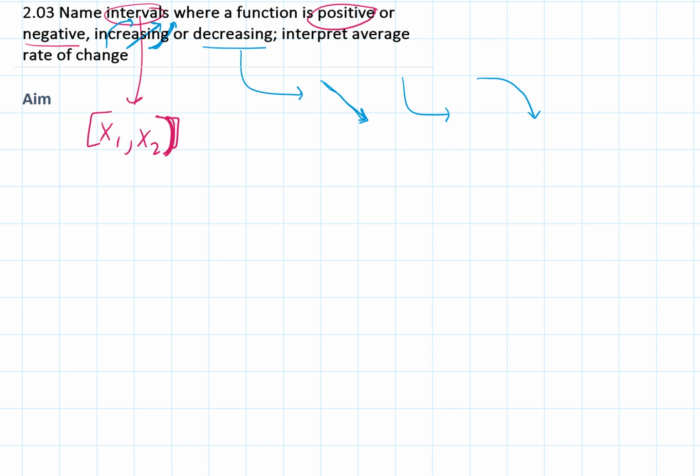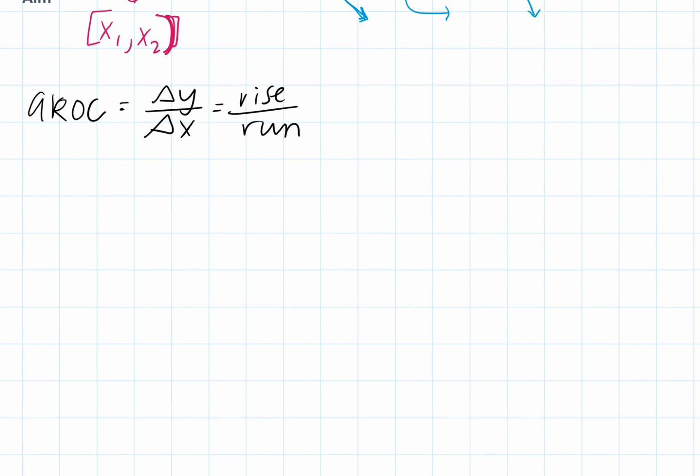And finally, average rate of change, or we can abbreviate it, AROC, is just change in y over change in x. It's slope. It's just rise over run. Okay, let's get started.